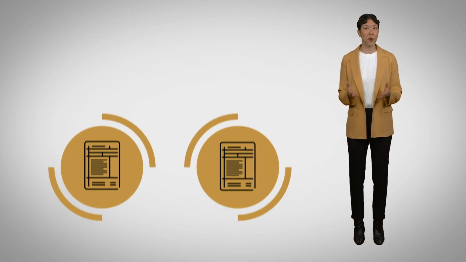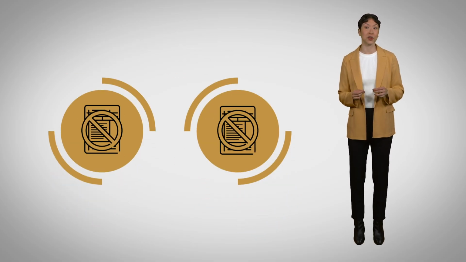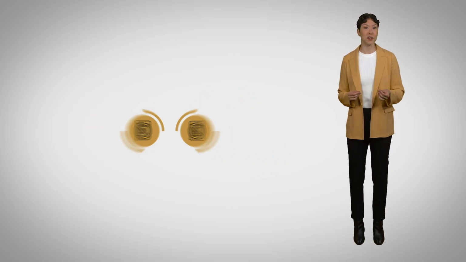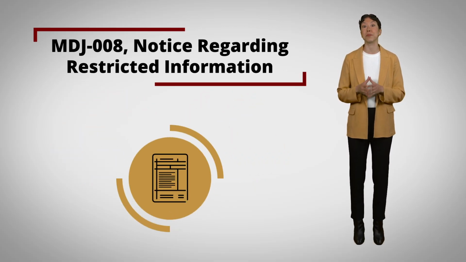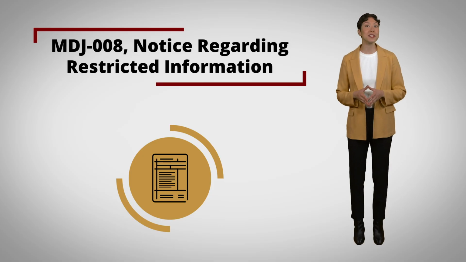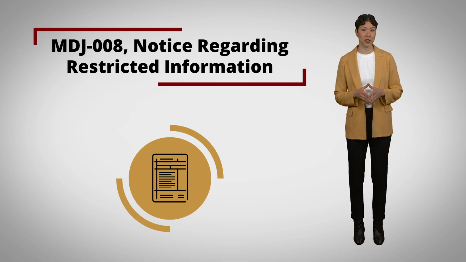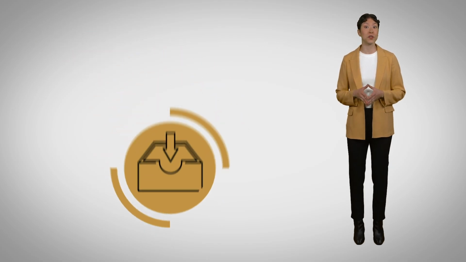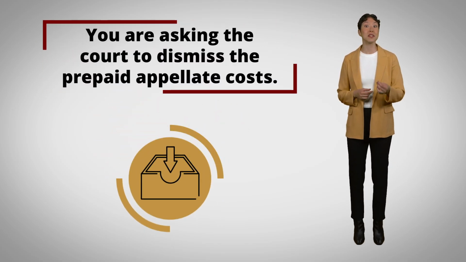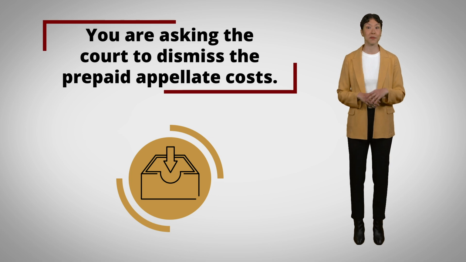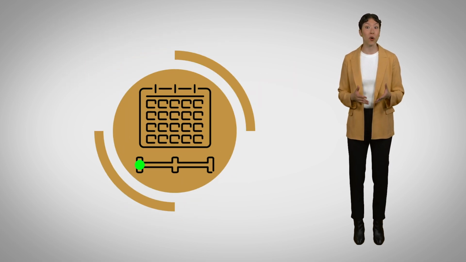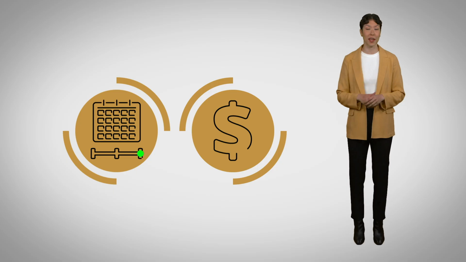Both forms contain restricted financial information. For this reason, you must also complete and attach to both documents Form MDJ-008, Notice Regarding Restricted Information. By submitting the waiver forms, you are asking the court to dismiss the prepaid appellate costs. Please note, you may still owe those costs at the end of your case.